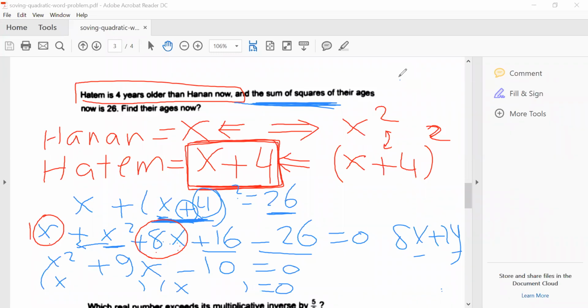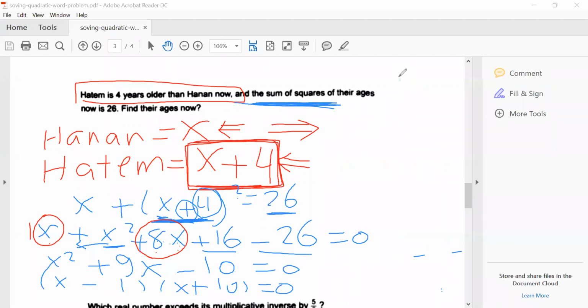What will be the two numbers here? They will be 1 and 10. 1 is positive. Who is positive? Which one will be positive? The 10. 10 positive and 1 negative. So maybe x equals 1 or x equals negative 10.